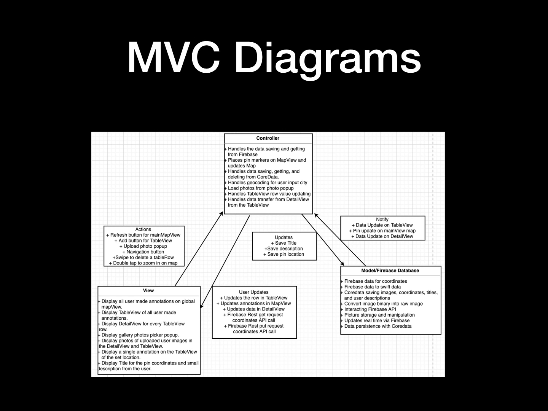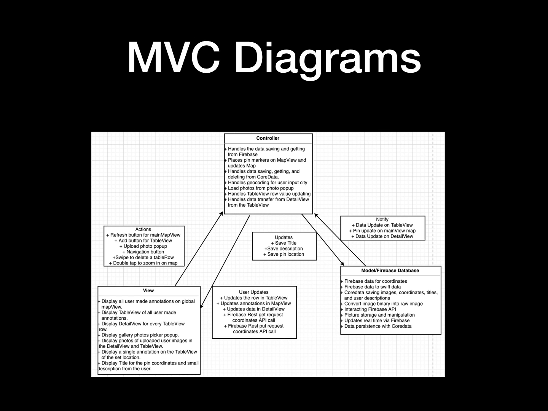So for the interaction between the view and the controller, the view is able to communicate with the controller through actions, such as the refresh button. The refresh button will call onto the controller to request an update to the main map view, and this is usually done after new data is inputted, and this will add a new annotation. So the controller will call an update onto the view and add the annotation properly.